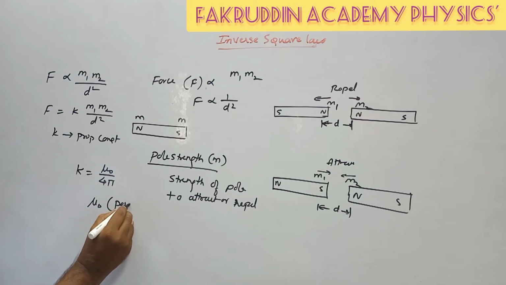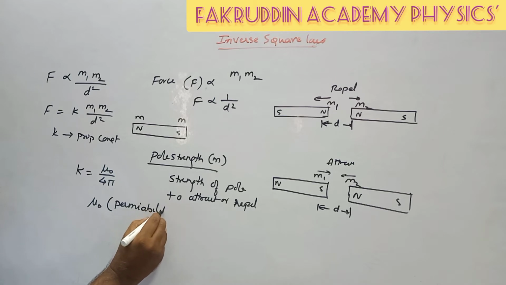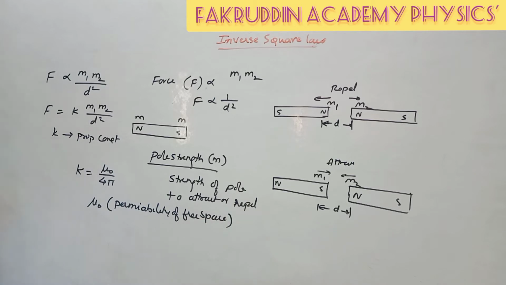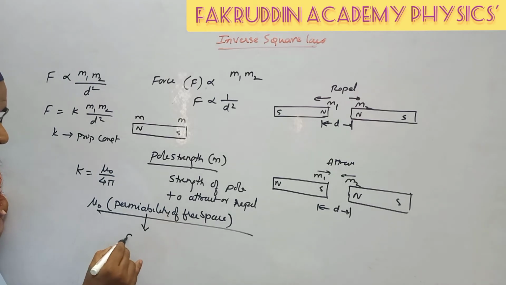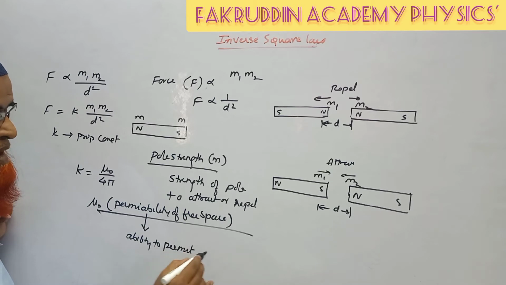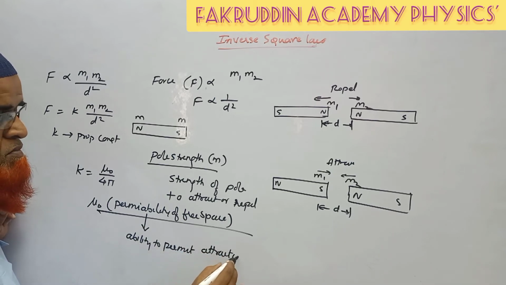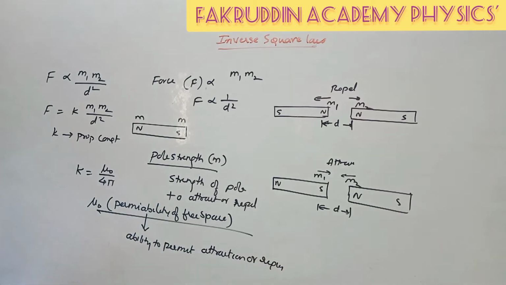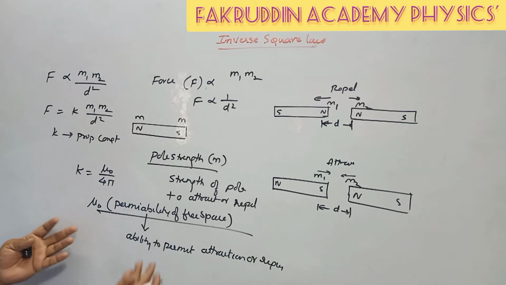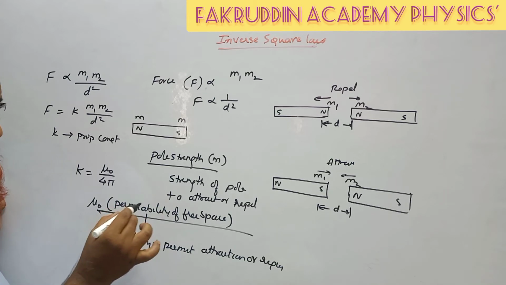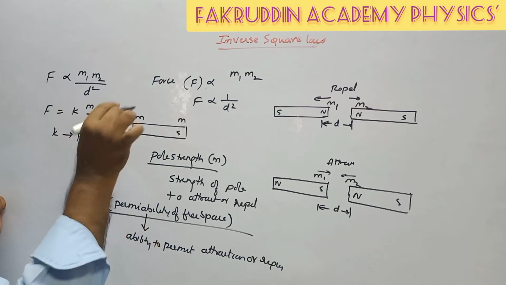It is called permeability of free space. What is the meaning of permeability? The name itself says: ability to permit attraction or repulsion. Ability to permit attraction or repulsion is called permeability. And permeability is not the property of magnets.